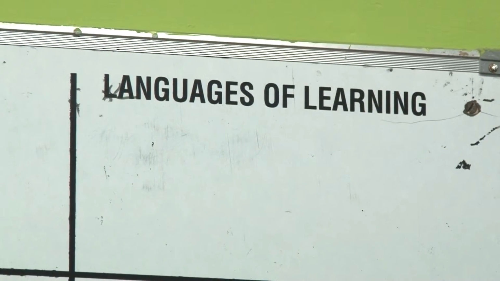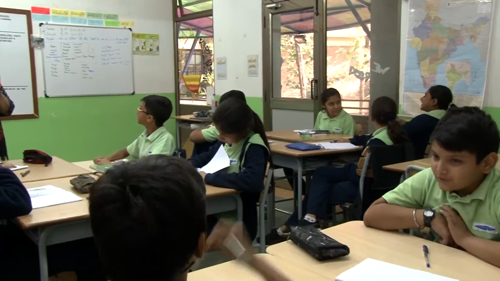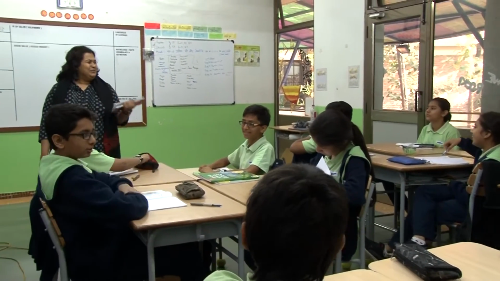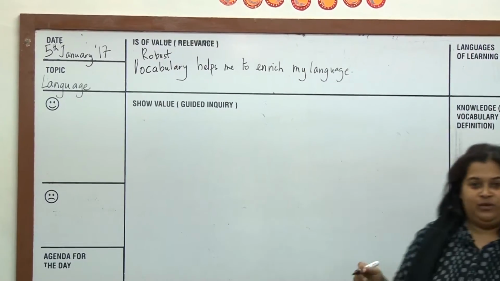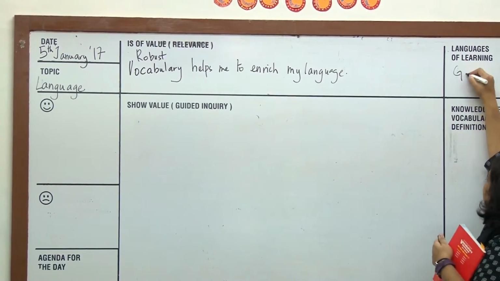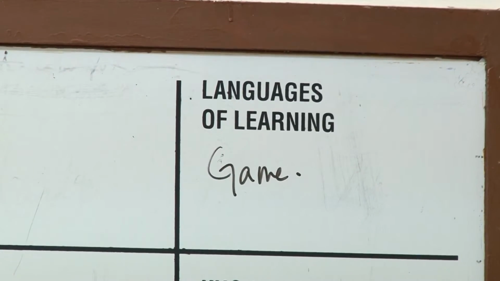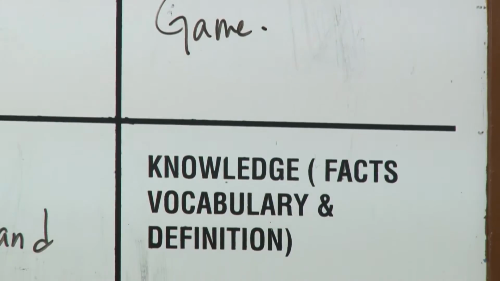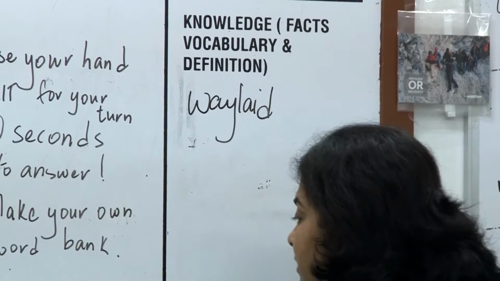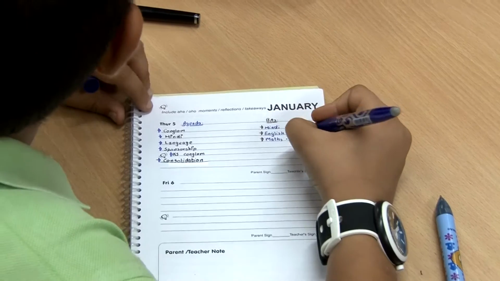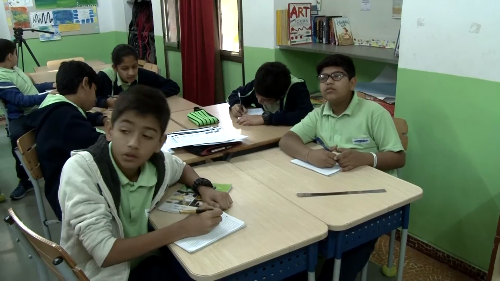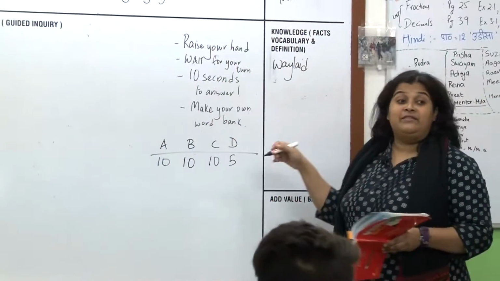Languages of learning is a tool which allows us to translate the content in the most interesting and interactive way to children. How we're going to do it today is we are going to play a quick game. Then there's a separate column which talks about the vocabulary. So the new vocabulary that is being used in translating that content into learning gets well defined and articulated in one corner.